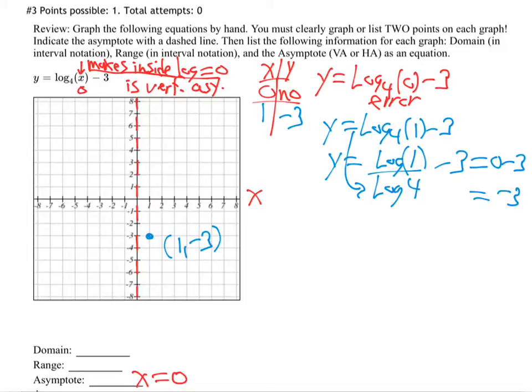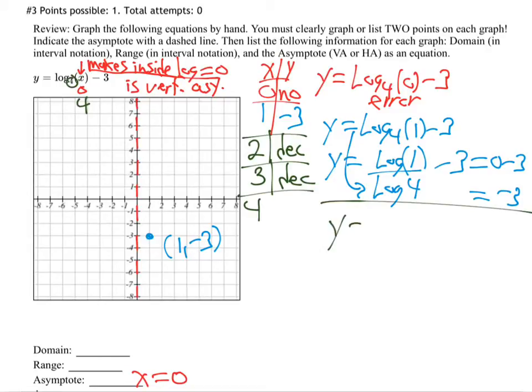And now we can go to 2, but if you do, you're going to get some ugly decimal number. I mean, it's okay, but you can't put it on the graph. How do you get a nice whole number? If you do 3, you'll also get some decimal number. Remember, you've got to go until the inside matches the base. So plug in 4. That'll work nicely.